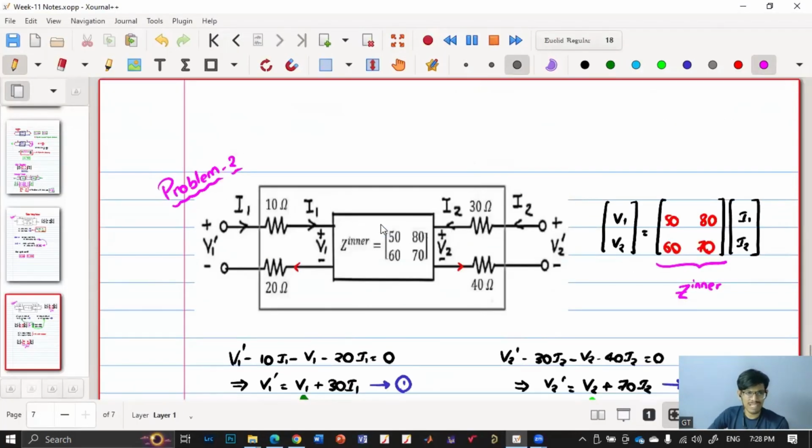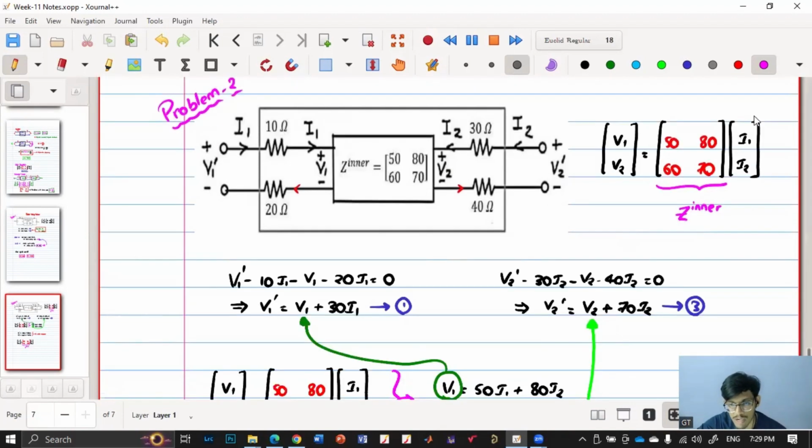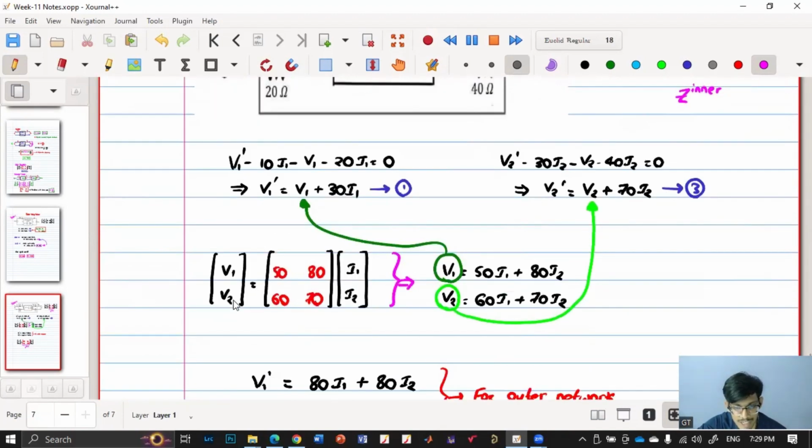So basically these problems are very simple. We are just writing the equations they are giving, and then manipulating them a little bit to get what they have asked in the question. Here they have given the inner two-port network Z parameters, and they are asking for the outer two-port network Z parameters. With the parameters they have given, first I have written whatever they have given, and we get these two equations.